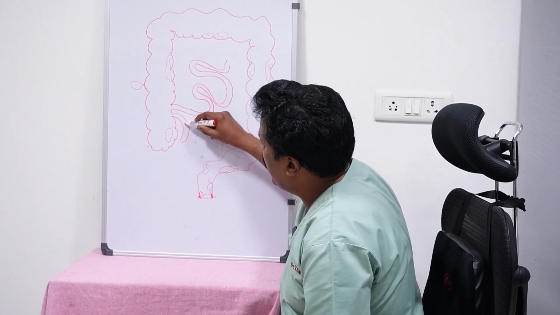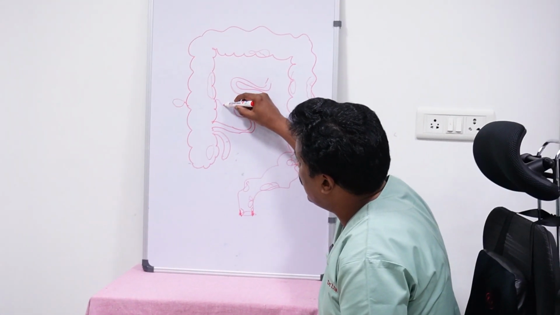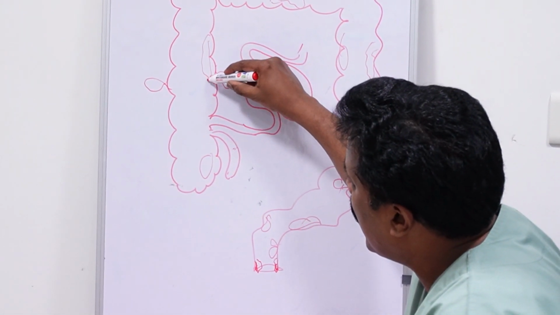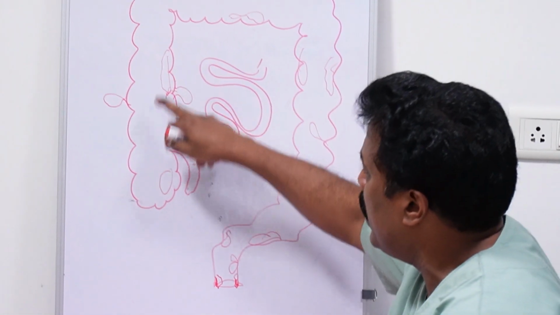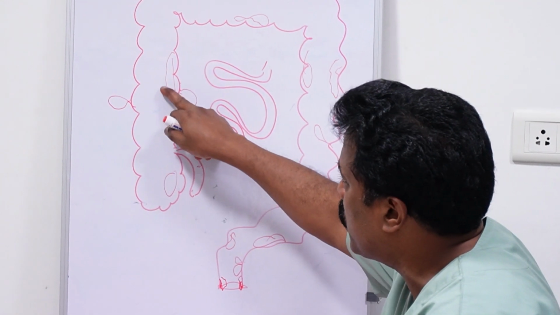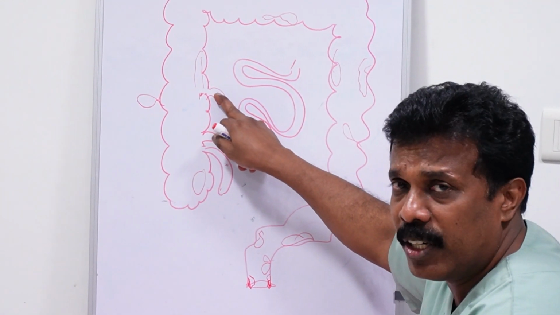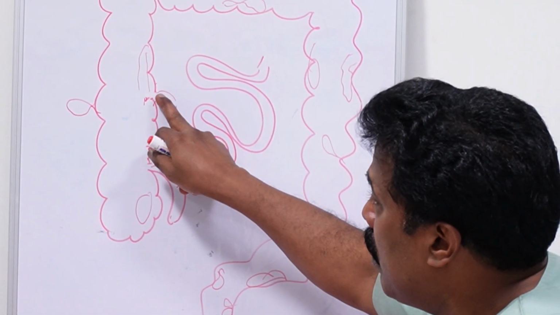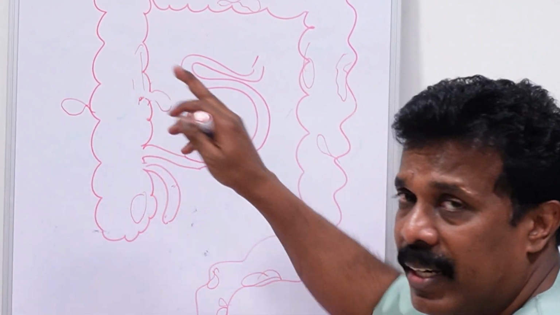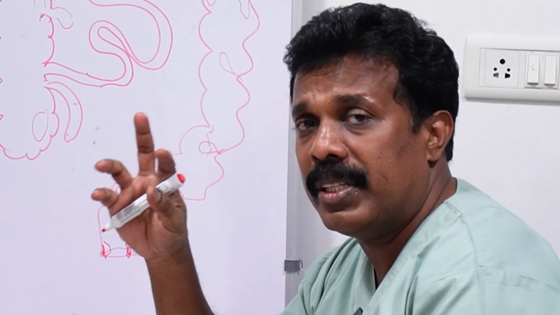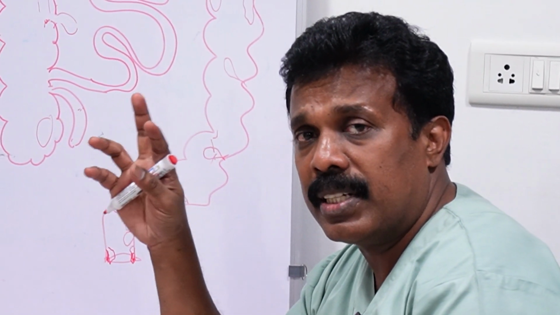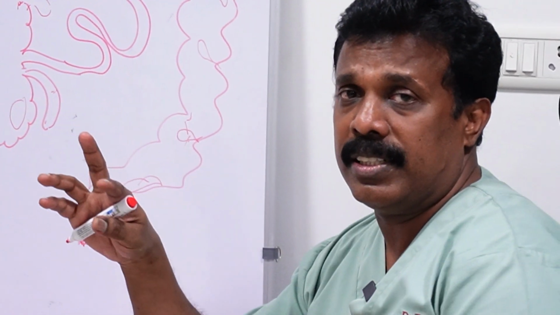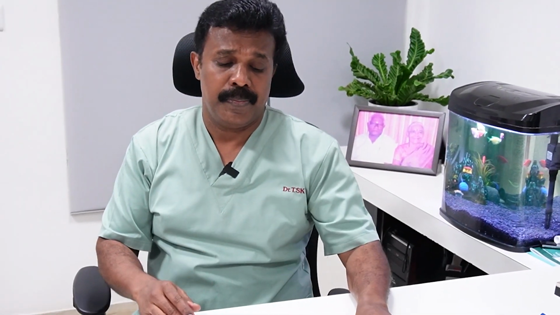Like the appendix, there is a bulge. This has a connection with the large intestine. So whenever stool passes this way, it can go and get stuck in the diverticulum. So the stool cannot always pass outside. So what will happen? There will be an infection. There will be a chance of bleeding from the diverticular disease. And this is also associated with abdominal pain, and sometimes vomiting.